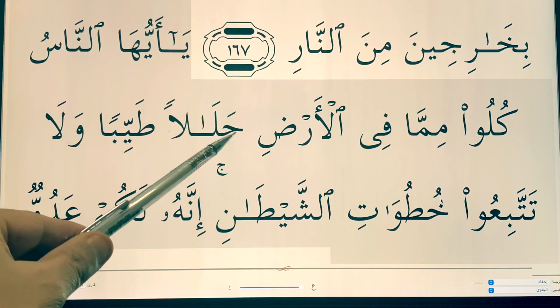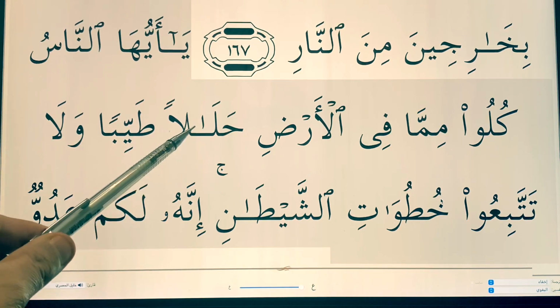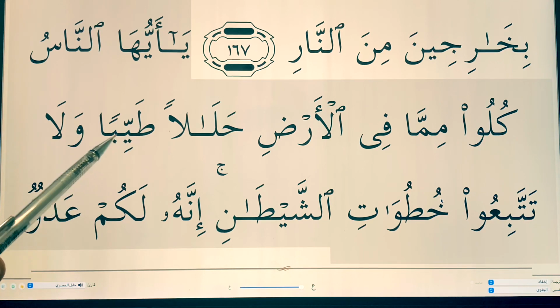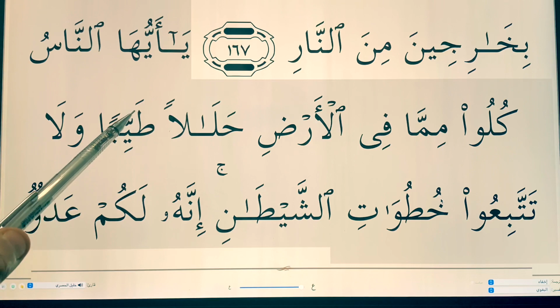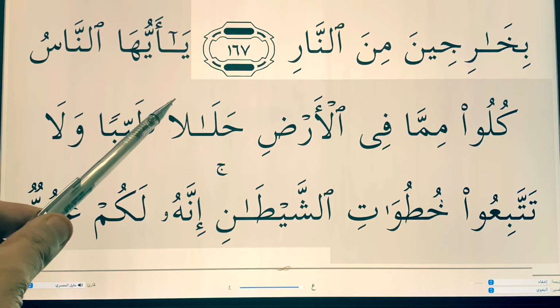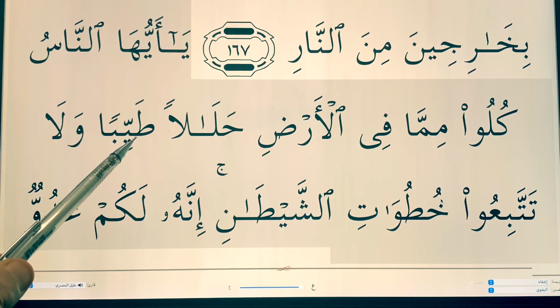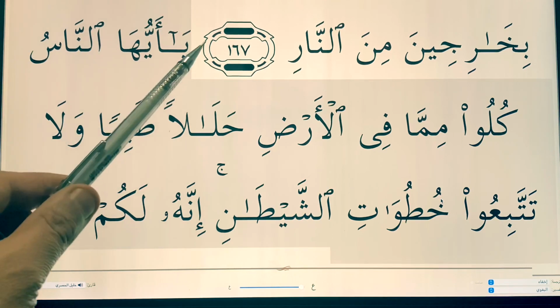Halalan tayyiba. This extends the lam. Okay? This fathatain here, followed by ta, right? If you have noon sakina or you have tanween, it's called tanween.